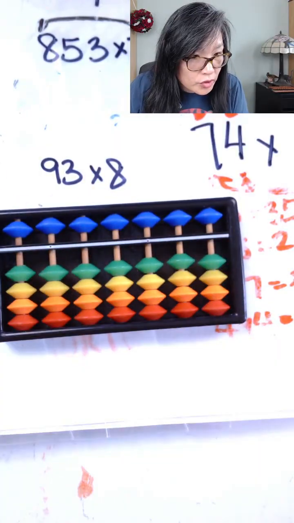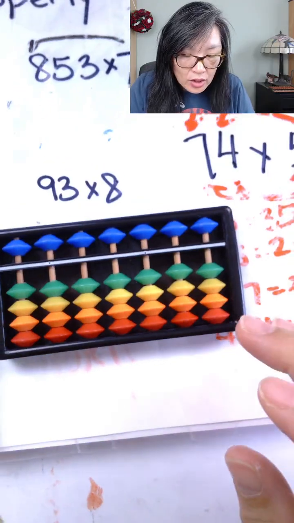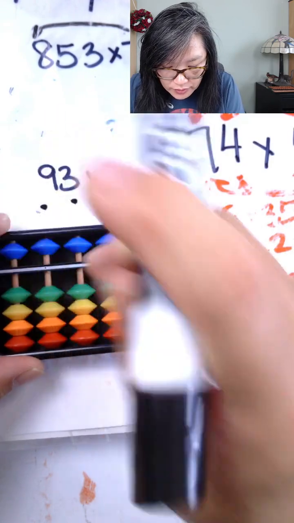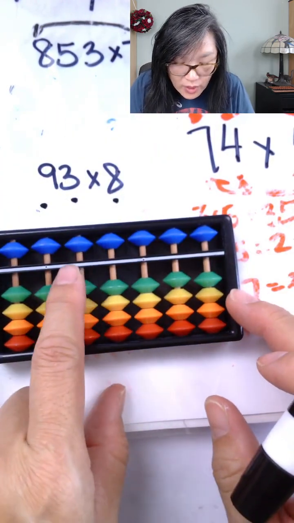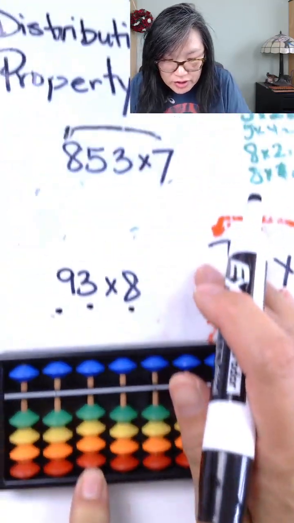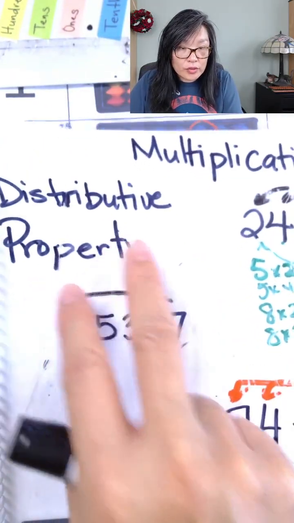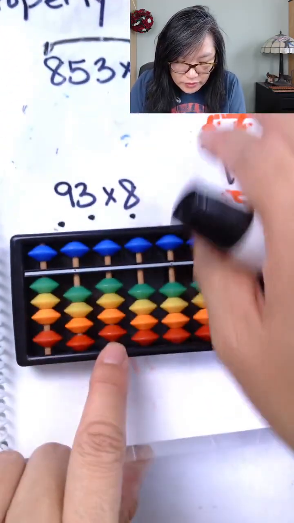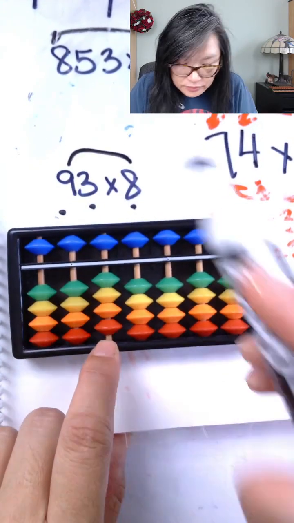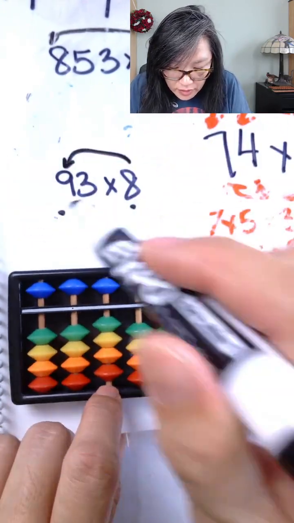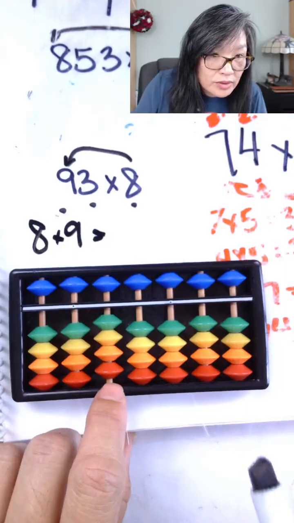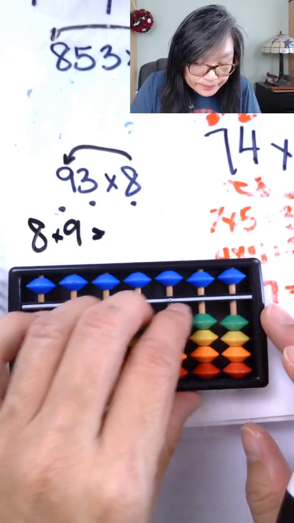The first thing we're going to do is count it. 1, 2, 3. When I do this, I'm now going to do what we call the distributive property. We're going to do 8 times 9. Emmanuel, what's the answer to 8 times 9?